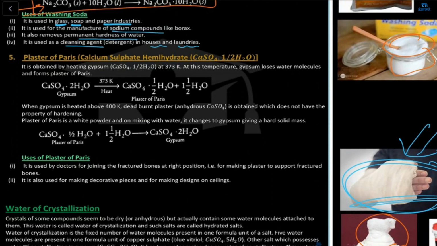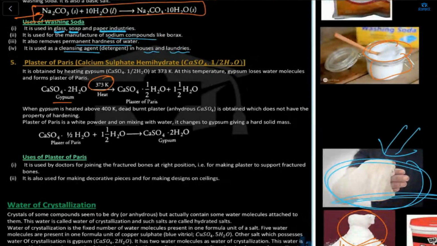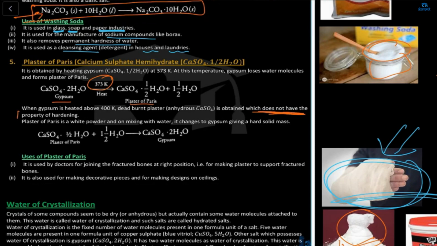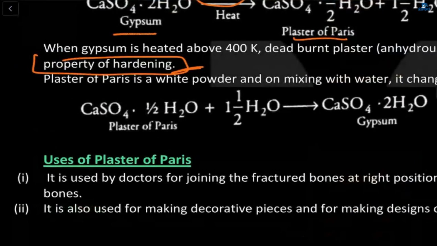And how will we prepare plaster of Paris? You have to heat gypsum at 373 Kelvin. Then you will form plaster of Paris. If you heat gypsum above 400 Kelvin, what will happen? It will lose the property of hardness. If plaster of Paris loses the property of hardening, it means there's no use, right? Because plaster of Paris is used for our bones, which needs to be hard. So if you heat more, it will not have the property of hardening anymore.